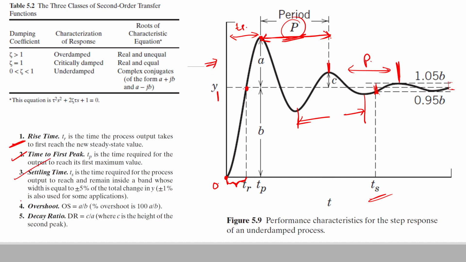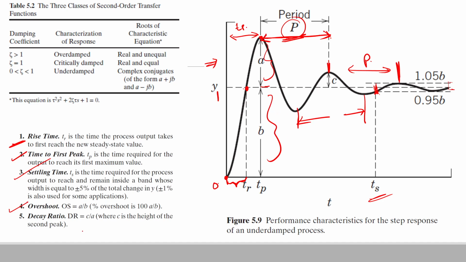Now the other two parameters are the overshoot ratio. So the overshoot, we denote it by A by B. That is the response overshoot above the steady state. So this is our steady state value, and the magnitude of the response above the steady state value, that is A, to the magnitude of the response below the steady state value, that is from our initial state. So this is B. So this ratio A upon B, we call it as overshoot.